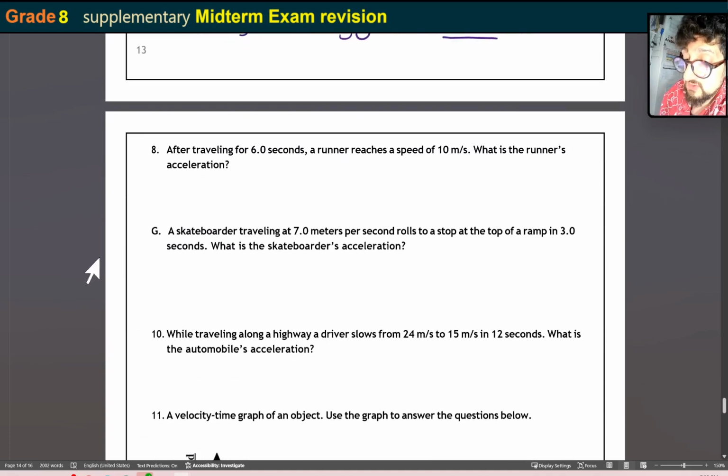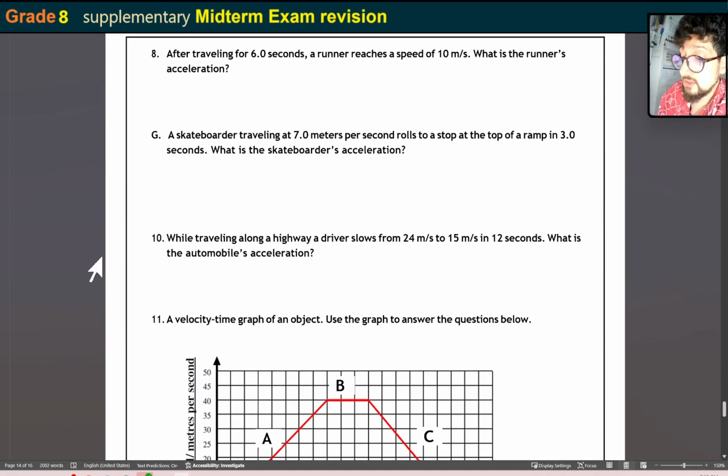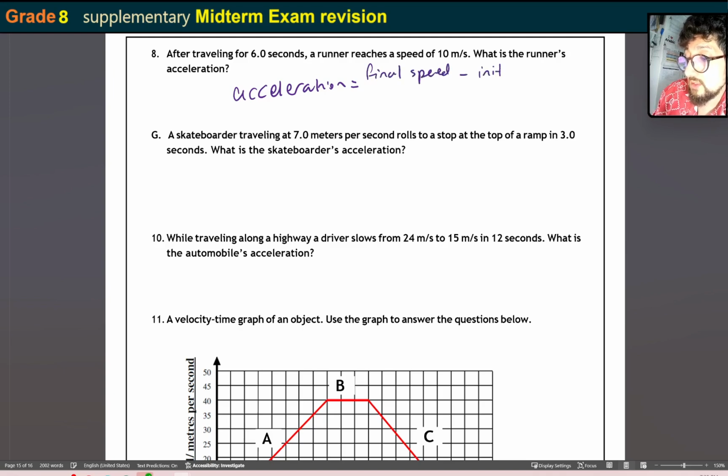After traveling for 6 seconds, a runner reaches a speed of 10 meters per second. What is the runner's acceleration? So now we're getting to a different formula. So acceleration is equal to final speed minus initial speed, which is the beginning speed, all over the time. That's the formula for acceleration.